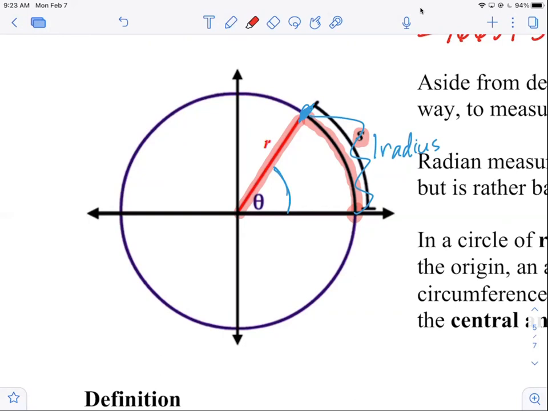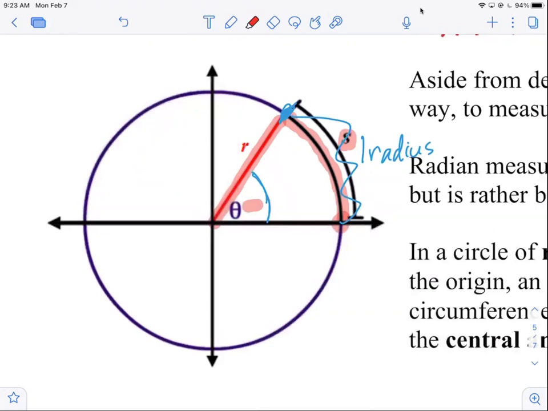The angle that subtends, sub means below, right? So the angle that's below the arc, we say it has a measure of 1 radian. Okay, so theta in this case would be 1 radian, or we abbreviate it 1 rad. Okay, now let's keep going.